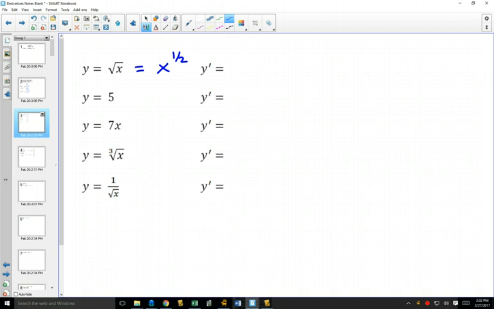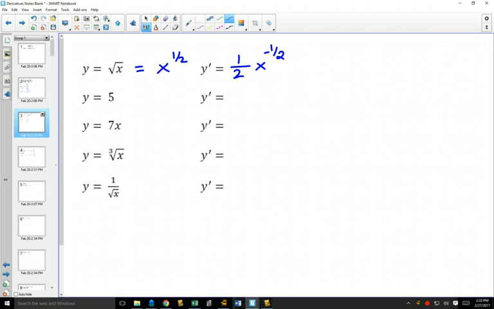And it even works with fractions as exponents. You can bring that fraction in front, or that number in front, so it'll be 1/2 in front. And what happens if I subtract 1 from the exponent? I get negative 1/2.